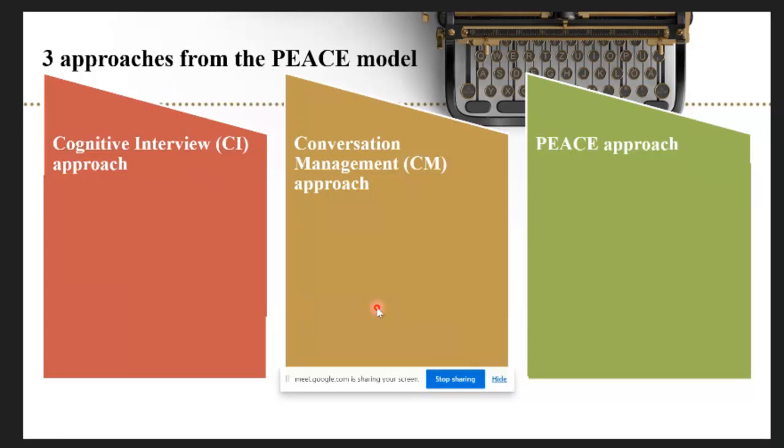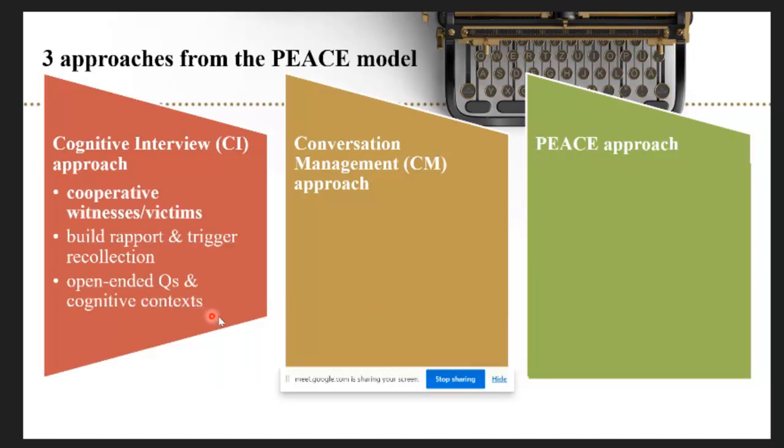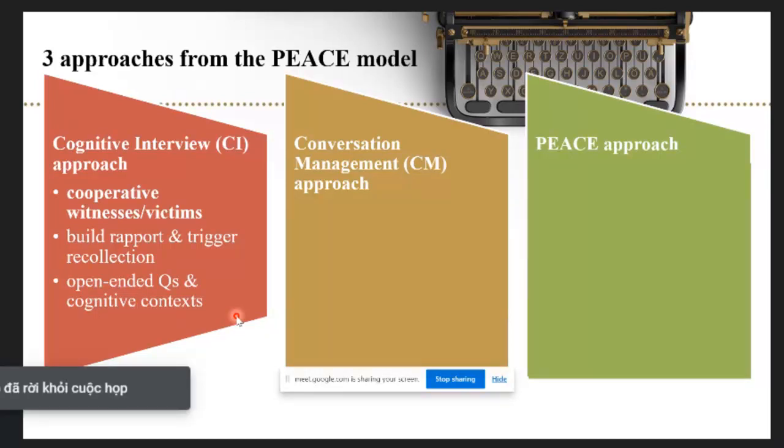So that's why the three approaches from the PEACE model are classified depending on the types of interviewees. The first group that we examine here is the cooperative witnesses or victims. Generally they are willing to disclose any information that they know, so it's easy to build trust between the interviewer and the interviewee and help them recall what happened on the day by using open-ended questions and some questions that provide context.